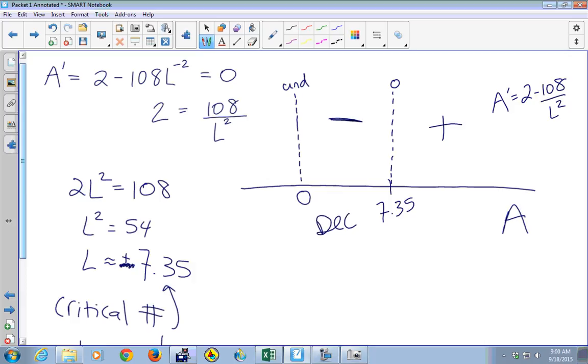And then if A prime, if the derivative is positive, the function itself must be increasing. All right, and what happens when a function switches from decreasing to increasing? Well, you have a minimum value. Yeah. So that 7.35 is in fact a local min.